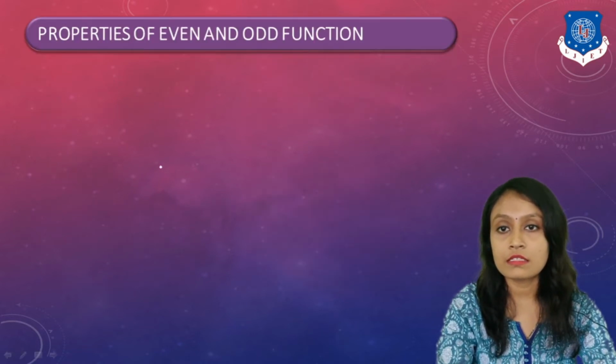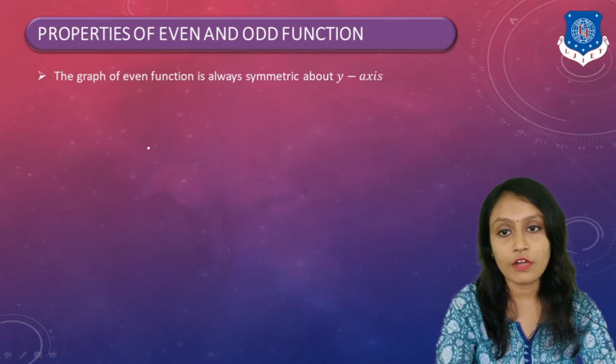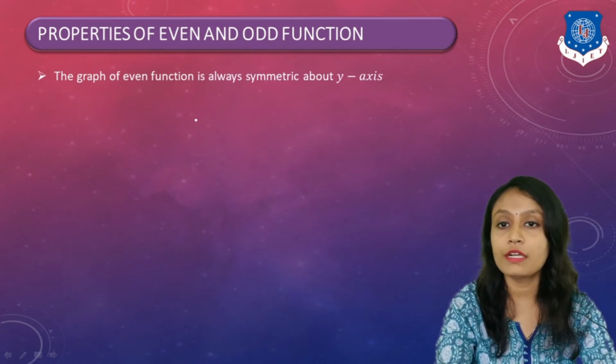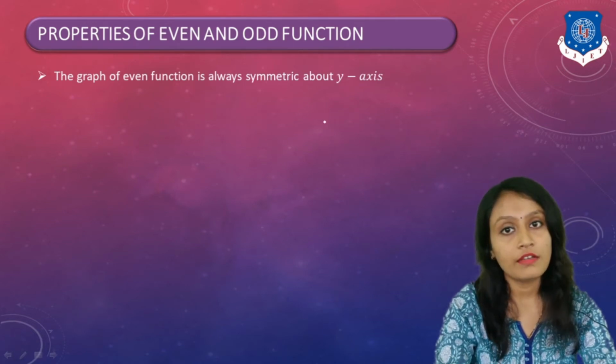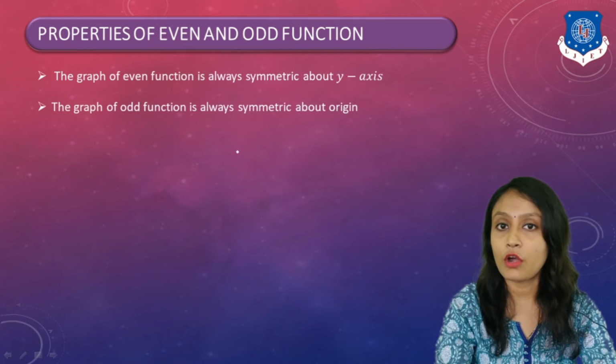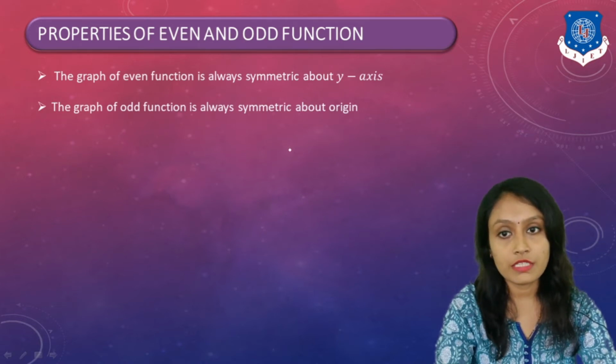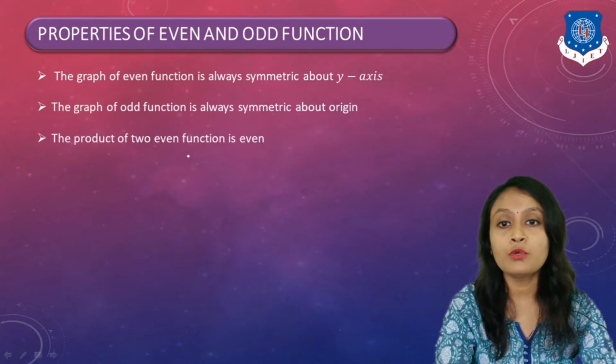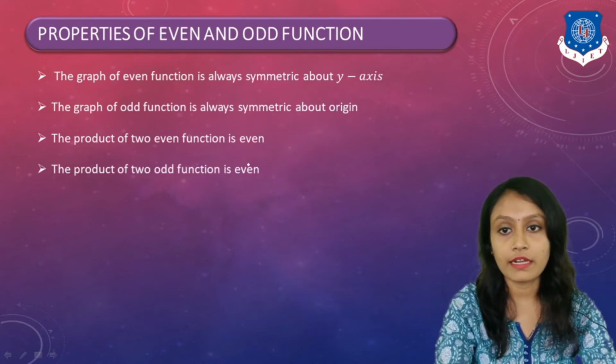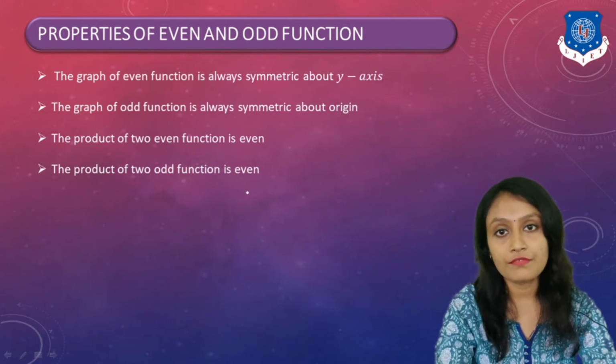So now let's discuss properties of even and odd function. The first property, as we have already discussed, is the graph of an even function is always symmetric about y-axis. Next, the graph of an odd function is symmetric about origin. Next one, the product of two even functions is even. For example, multiply x square with cos x, so you will get an even function. Next, the product of two odd functions is even function. If we multiply x cube with sin x, then x cube sin x will be an even function.